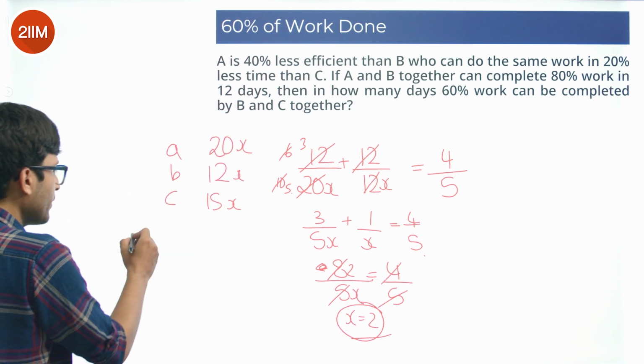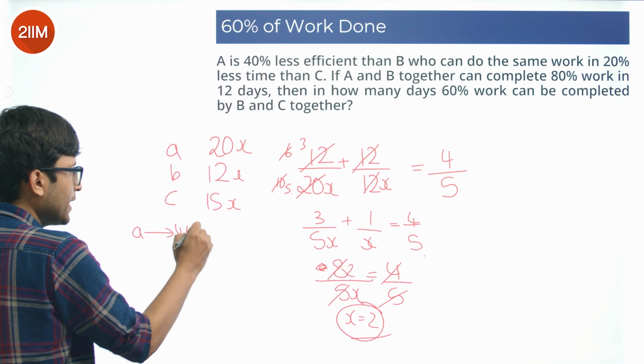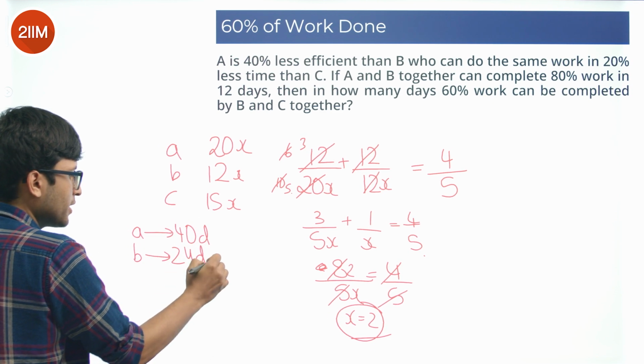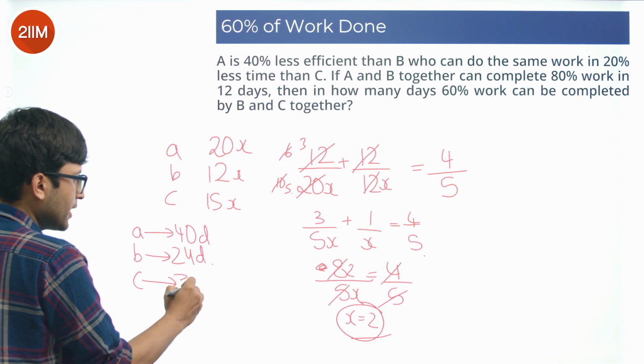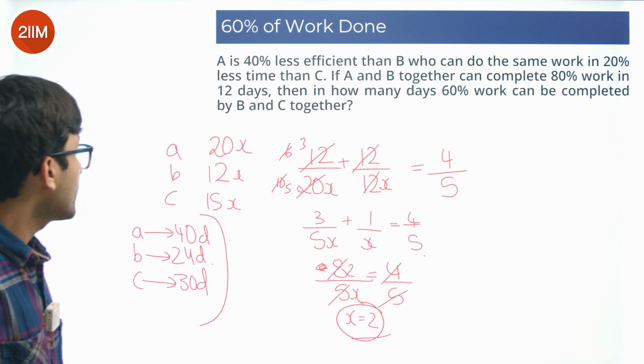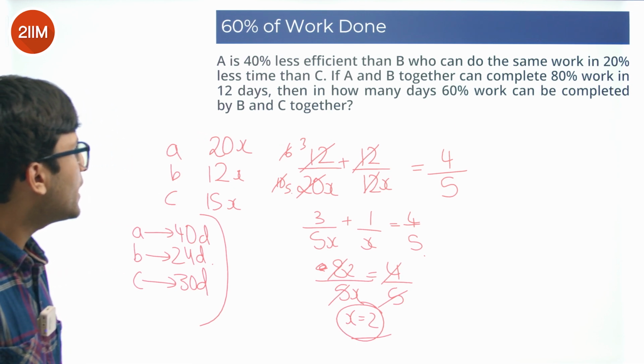So what I know now is A is taking 40 days to finish the work, B is taking 24 days to finish the work, and C is taking 30 days to finish the work. These are the things which I know. Let's continue. This is what they have asked. Let's find out. Then in how many days?